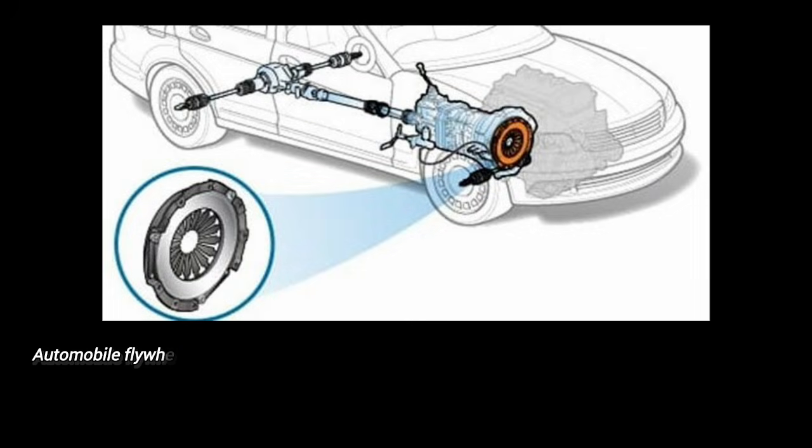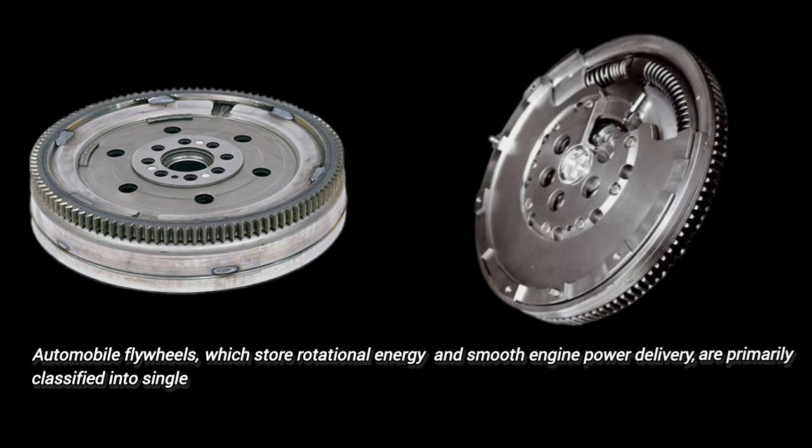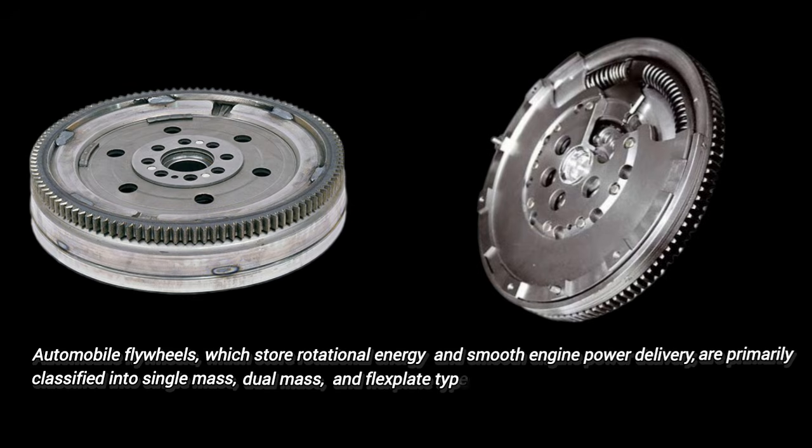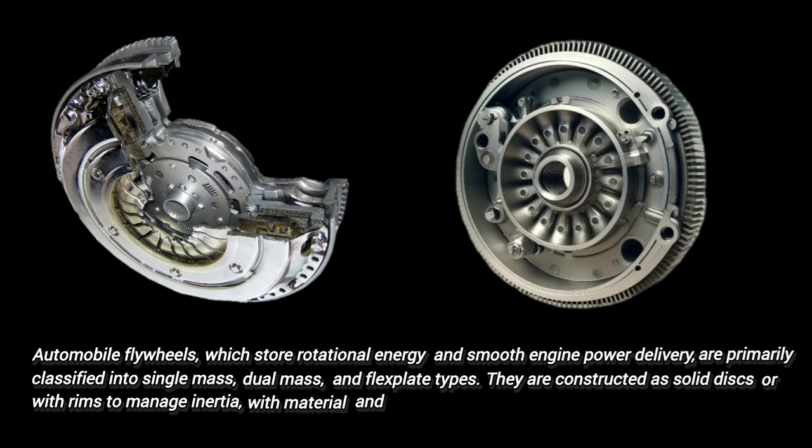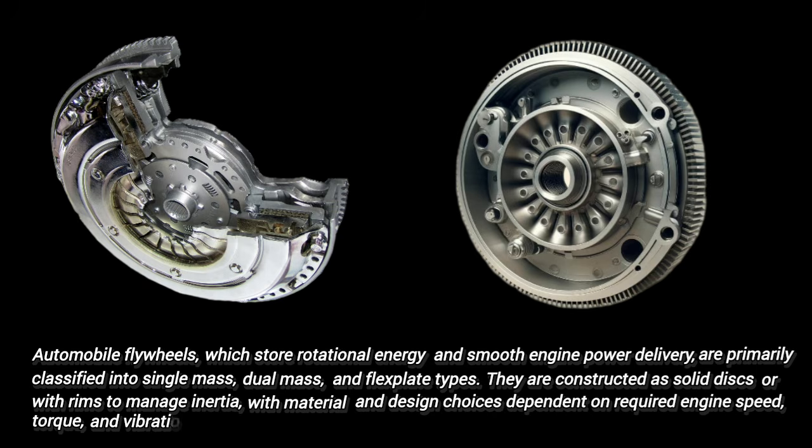Flywheel. Automobile flywheels, which store rotational energy and smooth engine power delivery, are primarily classified into single mass, dual mass, and flexplate types. They are constructed as solid discs or with rims to manage inertia, with material and design choices dependent on required engine speed, torque, and vibration damping.